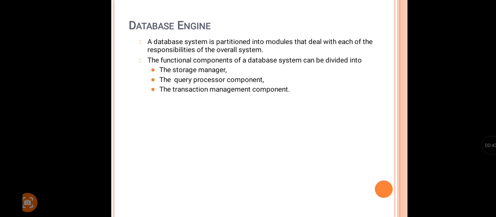So now let's understand the database engine. The database engine is the core component of the database management system. It performs all the operations requested by the users and applications. Instead of being one large program, the database engine is divided into several modules, and each module has a specific responsibility. The first module is the storage manager.